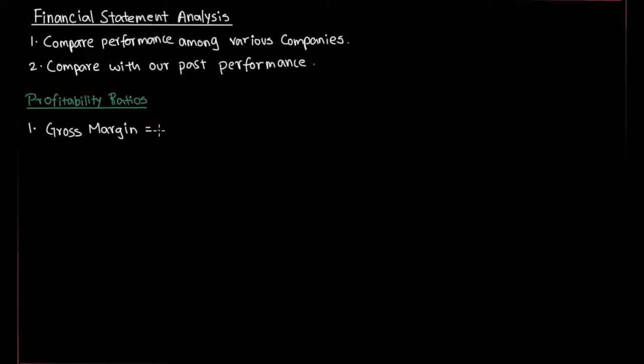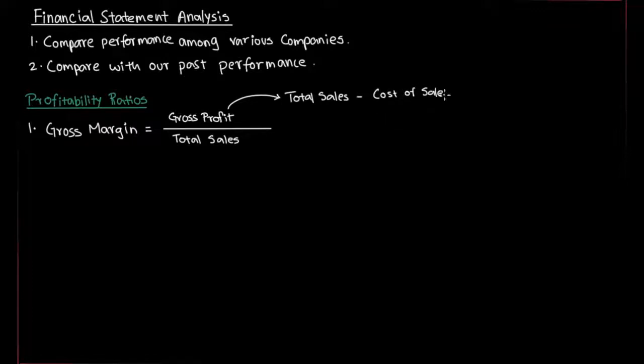Gross margin is the first one. Gross margin is equal to gross profit divided by total sales. If you remember, gross profit is actually total sales minus total cost of sales.